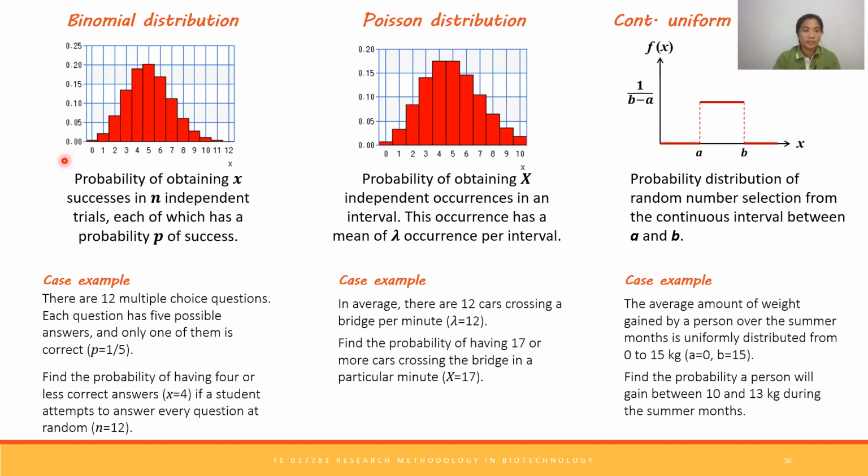By definition, the distribution is the probability of getting X successes in n independent trials, each of which has probability p of success. Okay, look at this example, that would be easier. This type of distribution can be used in this case.